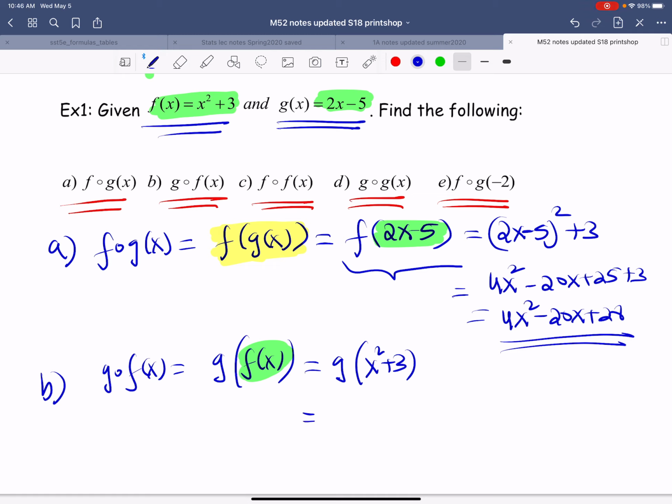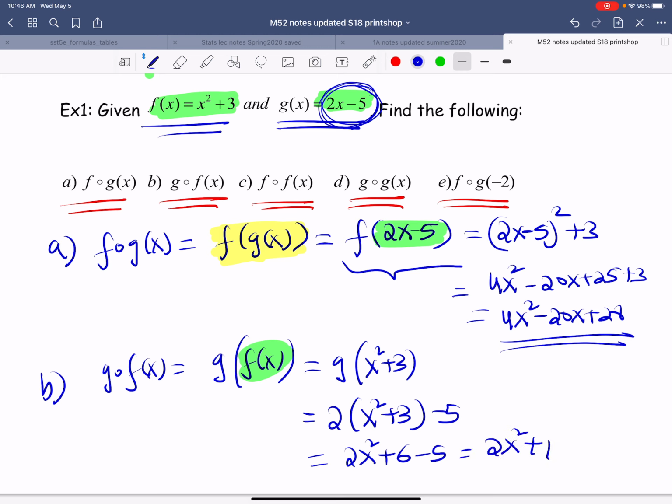What does the g function do to something that goes inside? Well, let's look at the g function. It multiplies it by 2 and subtracts a 5 from it. So 2 times x squared plus 3 minus a 5. 2x squared plus 6 minus 5, which is 2x squared plus 1. Okay, and that's going to be g of f of x.